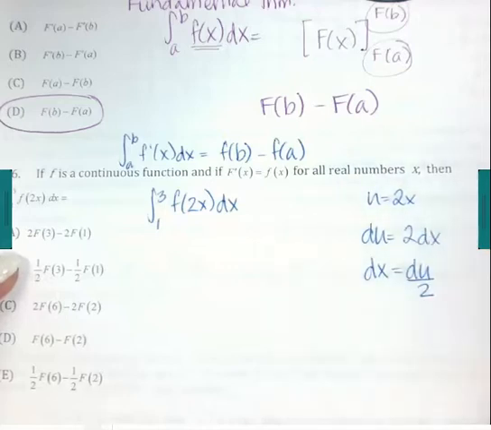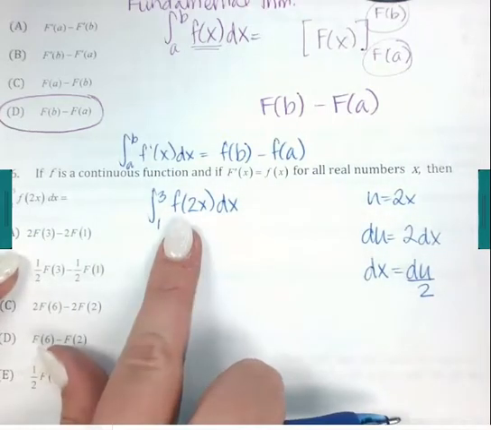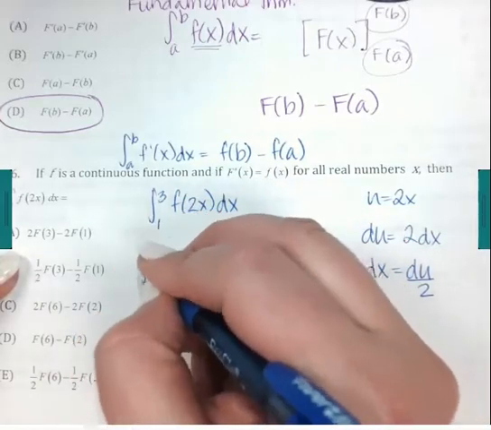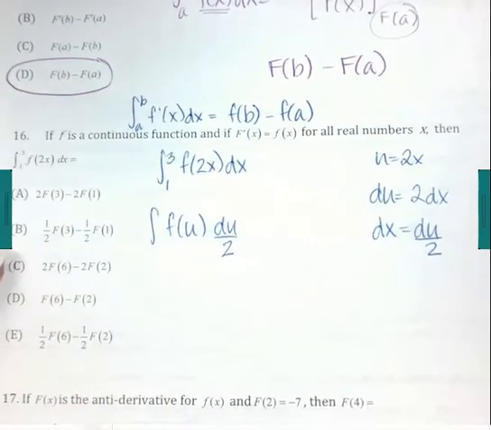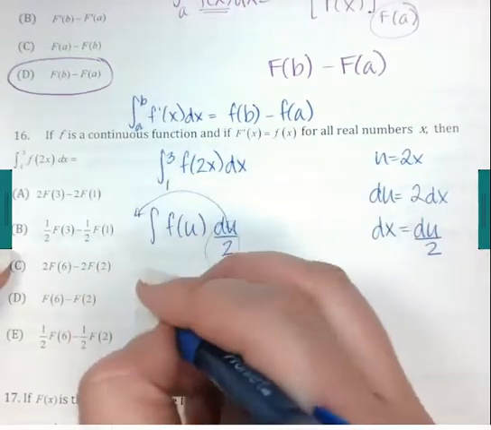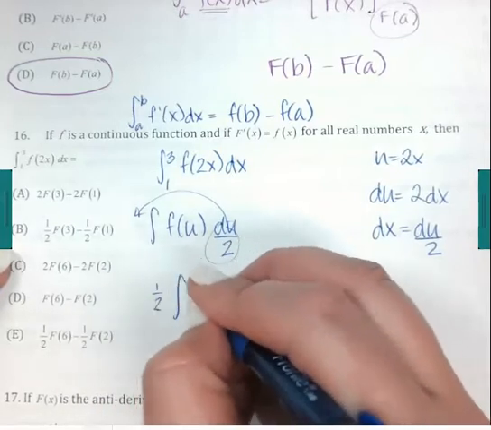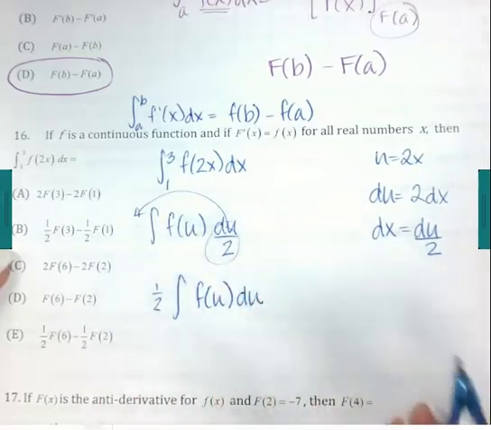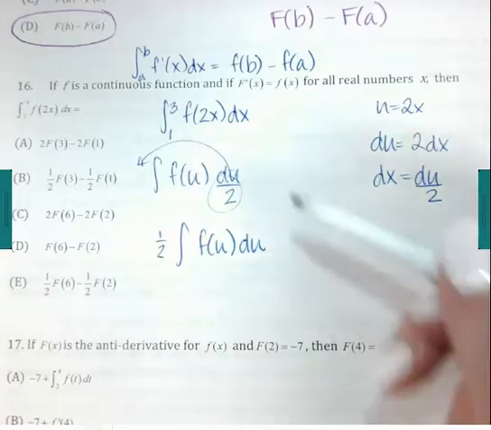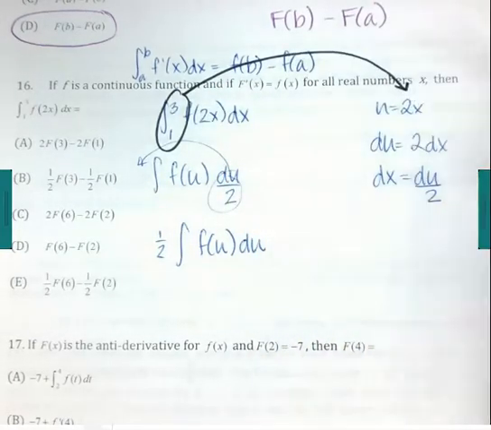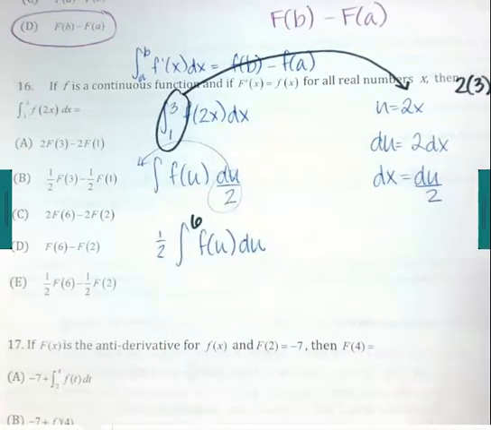Everybody good to there so far? Okay, I come back over here. This is now the integral of f of u du over 2. And then where can the 2 move? Out to the front as a half. So I have the integral of f of u du with a half in the front. Now, before I go to do the antiderivative, I got to change my endpoints. Remember, we talked about that. So if this is a 1 and a 3, and I plug them in here, what's 2 times 3 on top now? 6. And then what's 2 times 1 on bottom now?